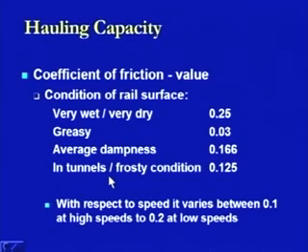On the basis of the different conditions, certain values of the coefficient of friction have been suggested. In the case of the condition of the rail surface, if it is very wet or very dry, it is taken as 0.25. If it is greasy, then it is taken as 0.03. If it is average dampness condition, then it is taken as 0.166, and in the case of frosty or tunnel conditions, it is taken as 0.125. Similarly, there is an effect of the speed, and in the case of the speed, it varies between 0.1 to 0.2, that is from high speed to the lower speed conditions respectively.